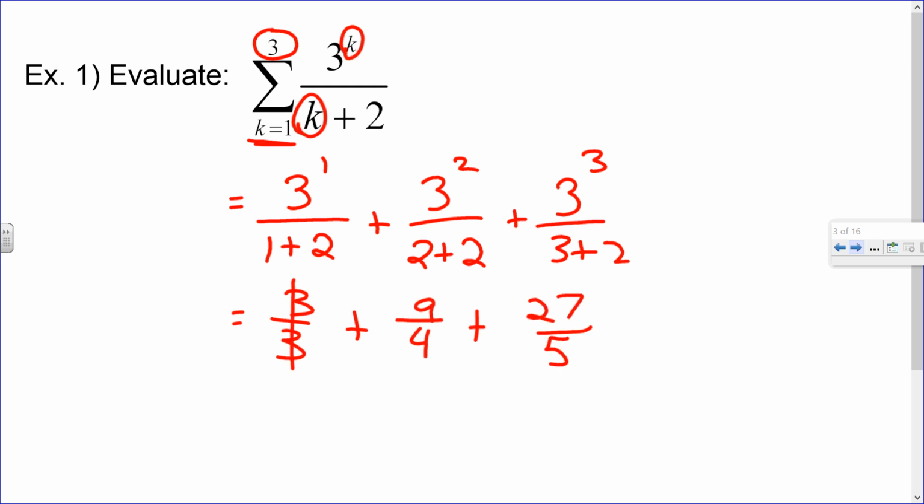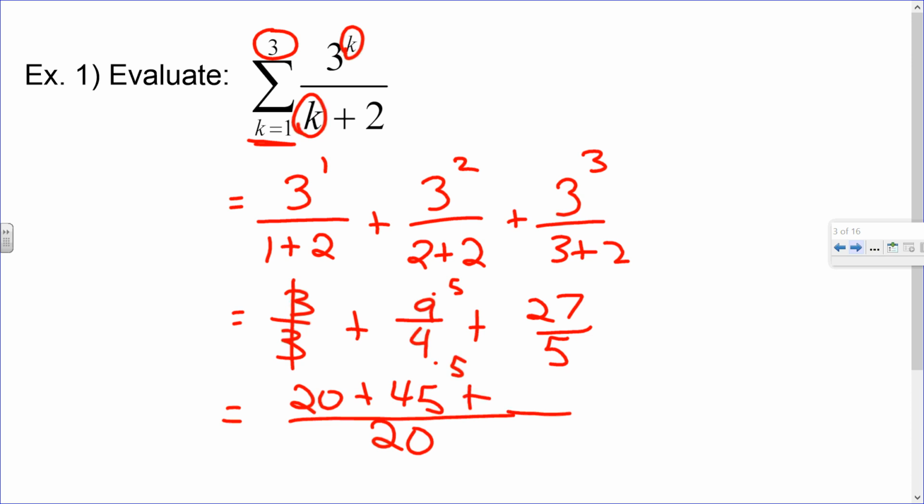And since 3 over 3 is just 1, looks like I can use 20 for my common denominator. So 1 is 20 over 20. And let's see, then what do I need? Plus 45. And then 27 times 4, 108. 4 times 7 is 28. Carry the 2. 4 times 2 plus 2, so we get 108.